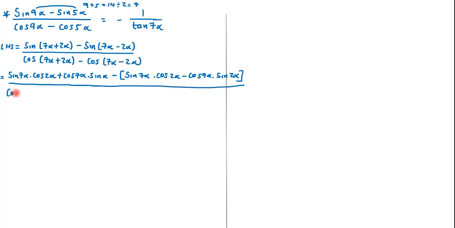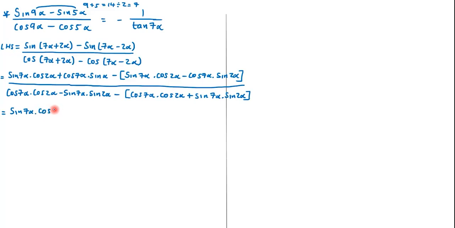Now this will all be divided by cos 7 alpha times cos 2 alpha minus sine 7 alpha times sine 2 alpha, minus cos 7 alpha times cos 2 alpha plus sine 7 alpha times sine 2 alpha. All right, so now from here we're just gonna be simplifying everything out.